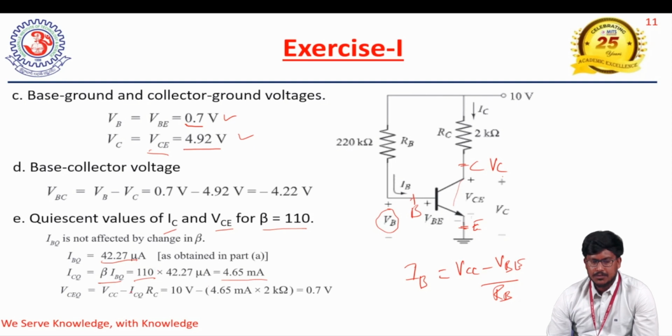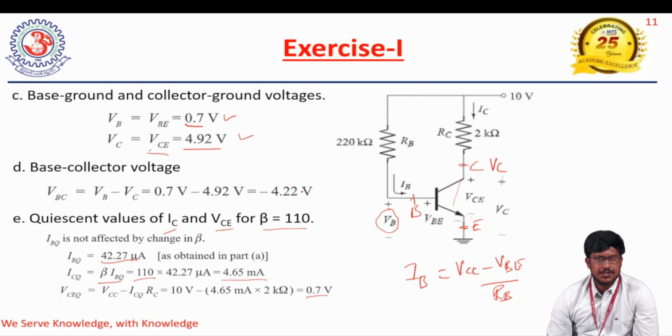For the collector to emitter voltage, we use the same relation as in the previous case, VCC minus IC into RC. Here VCC is 10 volts, the new IC value is 4.65 milliamps, and the collector resistance is 2.2 kilo ohms, which gives 0.7 volts. So whenever beta changes, the collector current and the collector to emitter voltage also change, but the base current will not change. This is one of the problems on the fixed bias configuration.